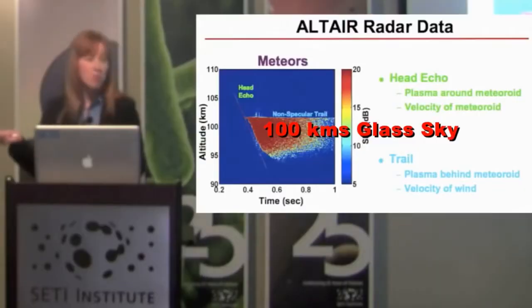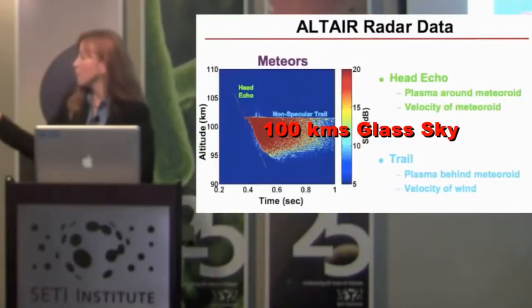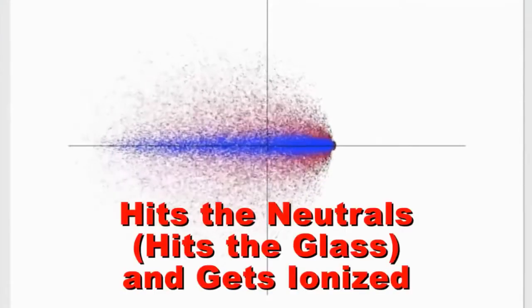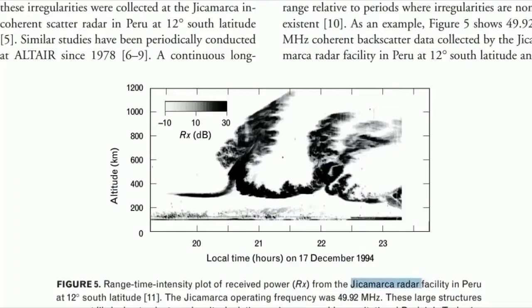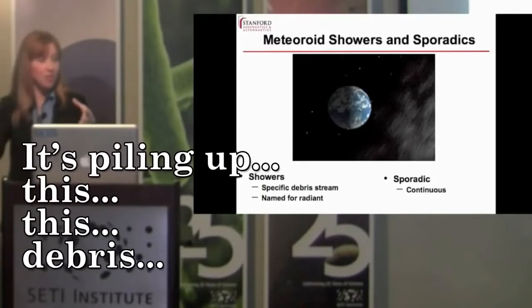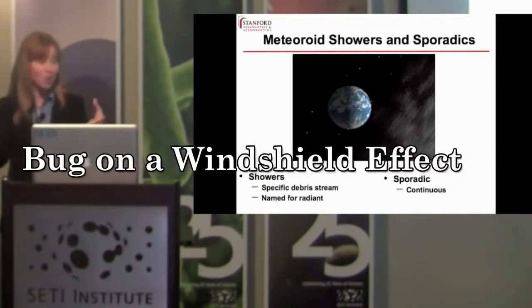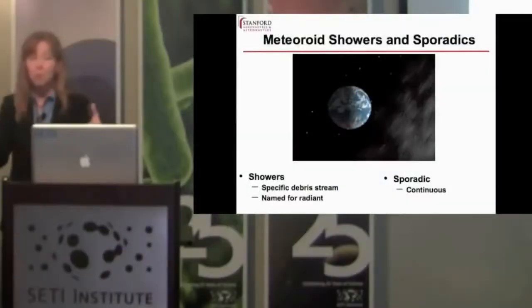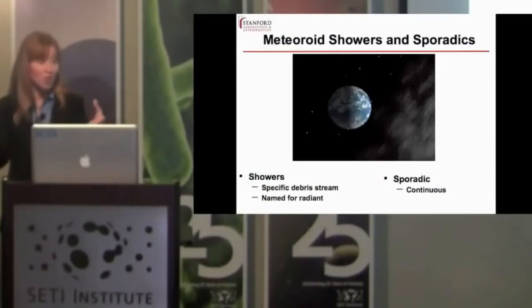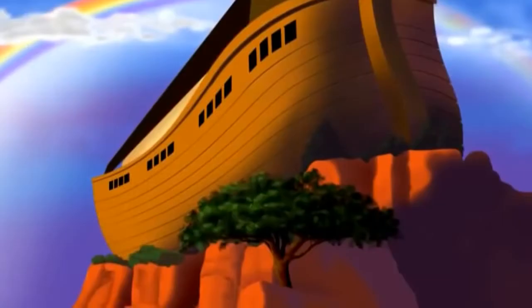Scientists say that sporadic meteoroids are bouncing off the atmosphere, the sporadic E layer of the ionosphere, the neutral density layer of the ionosphere, like bugs hitting a windshield at 100 kilometers. Coincidence? It's plowing up this debris, just like a bug on a windshield effect.